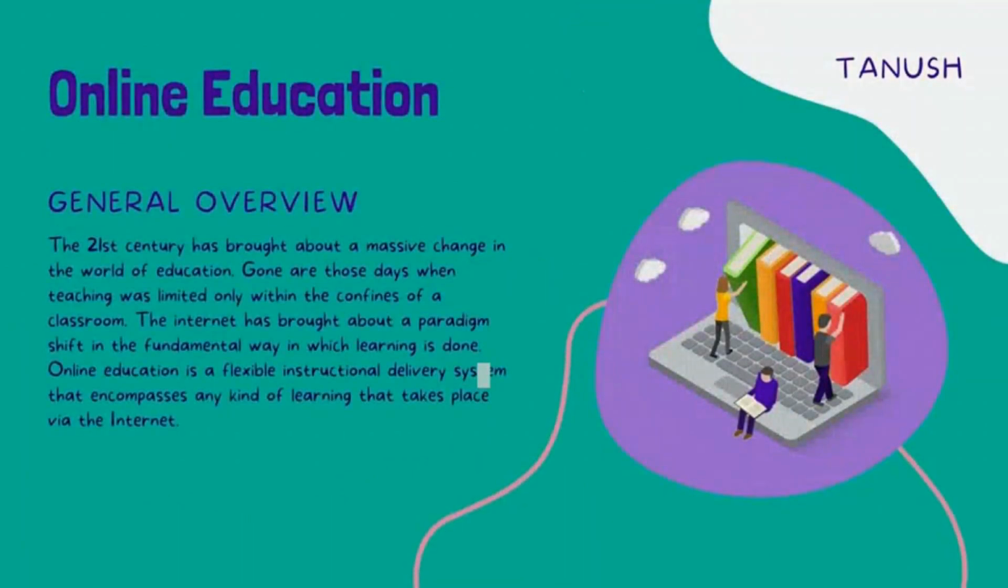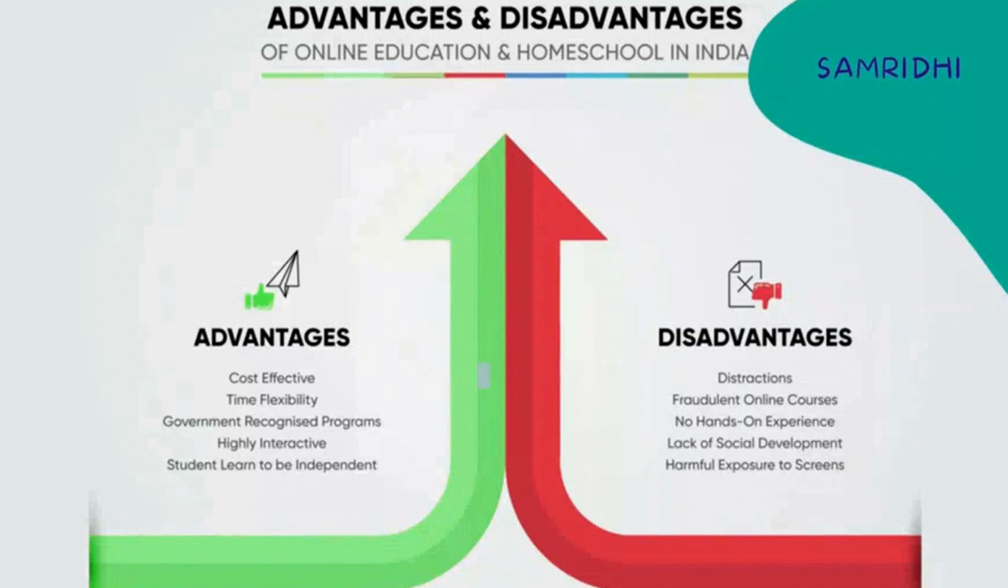Online education general overview. The 21st century has brought about a massive change in the world of education. Gone are those days when teaching was limited only within the confines of a classroom. The internet has brought about a paradigm shift in the fundamental way in which learning is done. Online education is a flexible instructional delivery system that encompasses any kind of learning that takes place via the internet. Now, we will be talking about advantages and disadvantages of online education.